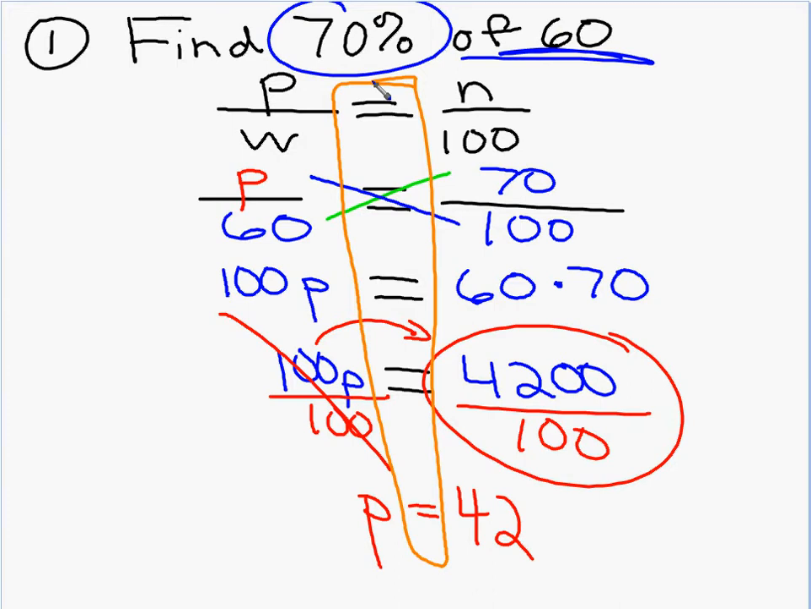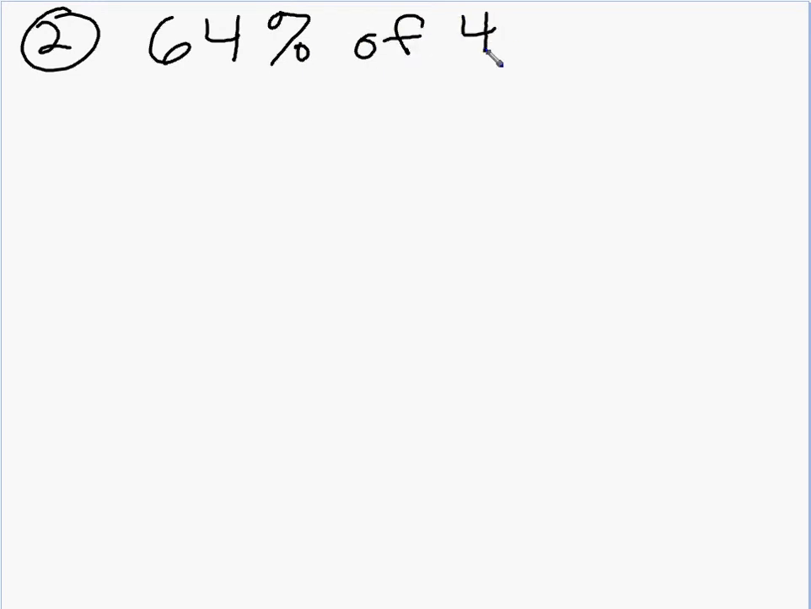Let's do another one, and I will let you try this one on your own. So I'll write it up here, and then if you're watching this at home, you can pause the video and try it without my help. 64% of 44. Try that one on your own. Remember, you start with part to whole equals n to 100. Show all your steps, and we'll check it in a second.